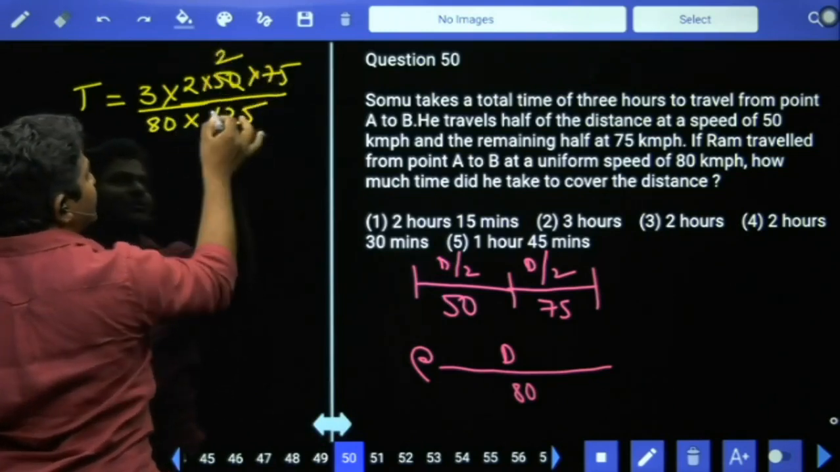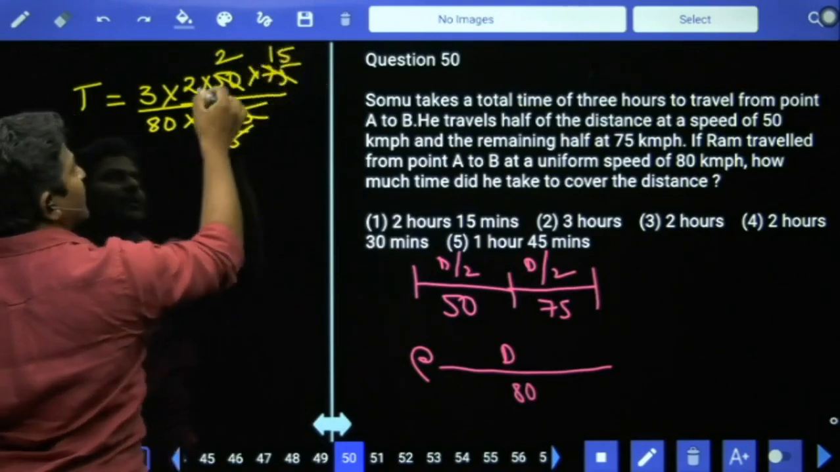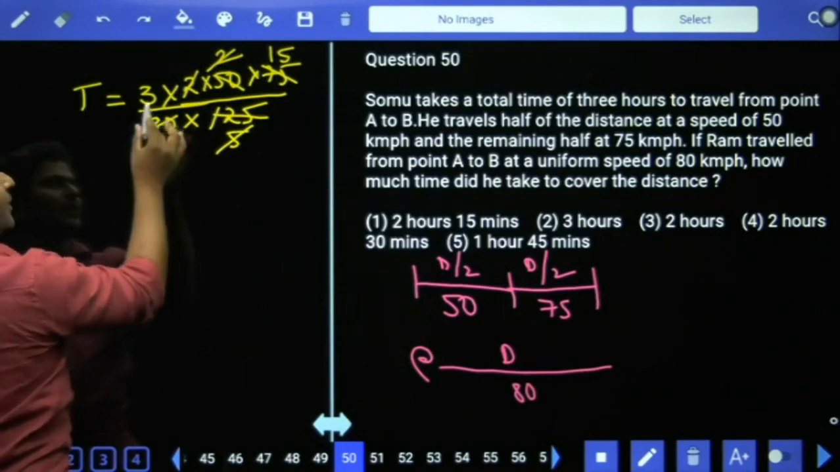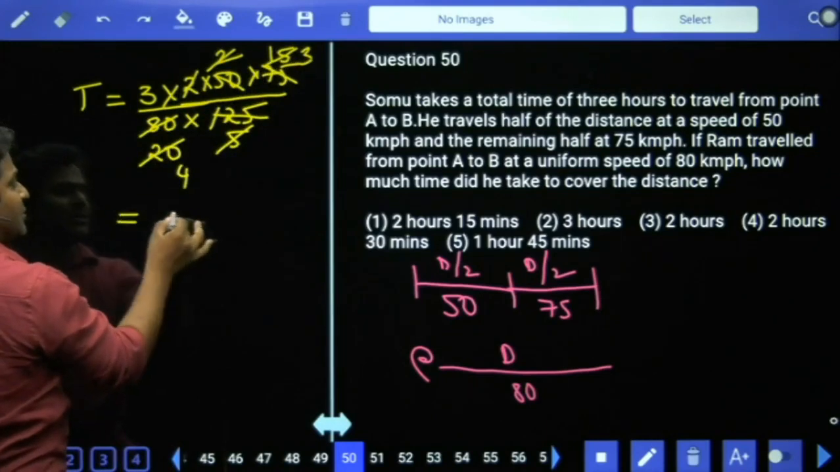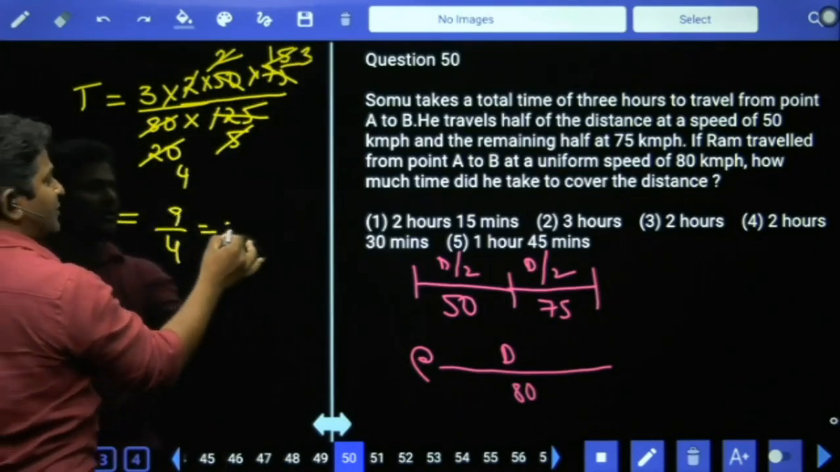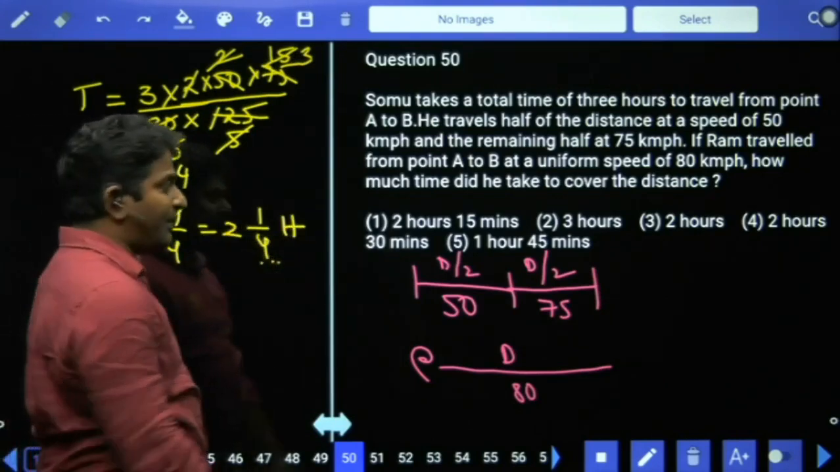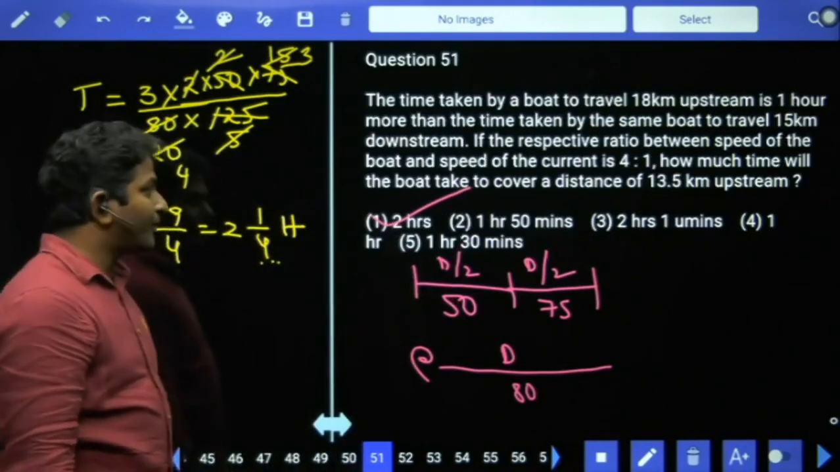25, 2 times 25, 5 times 5, 15 times. 2 into 2, 4, 4, 20 times we have. 5, 3 times, 5, 4 times. So that is 9 by 4, which is 2 and 1 by 4 hours. 1 by 4 hour in the sense 15 minutes. So answer is 2 hours 15 minutes, first option.